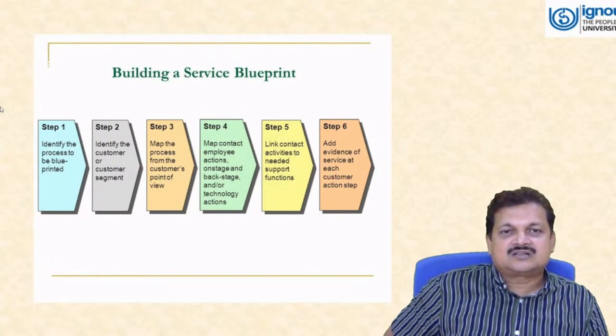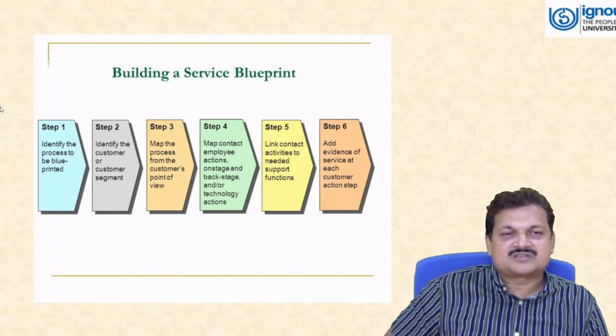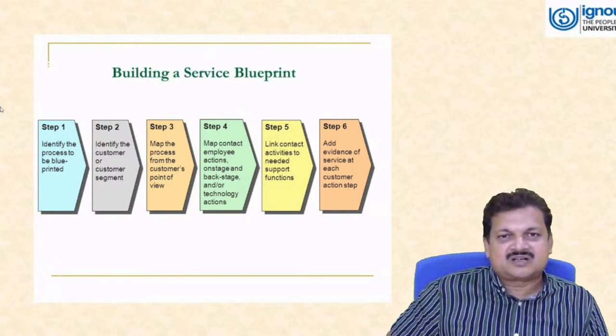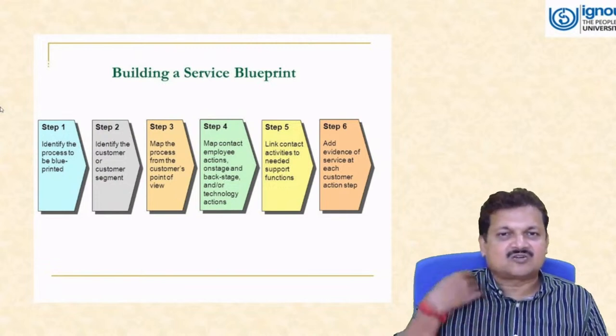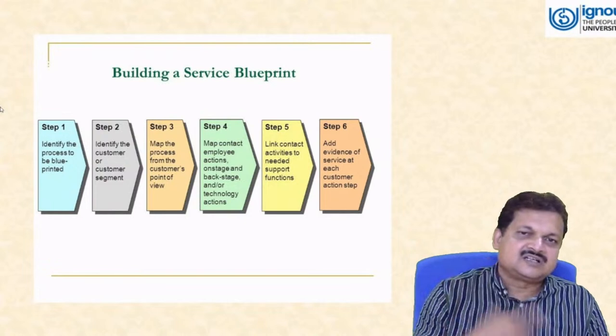So what are the different ways the company can provide the services to the customers? It's in print form, by postal services, or by courier services, or this must be available in your organization so that they will come to verify your organization very well. So these are the different stages you might have to go through. So step 4, then step 5 is linking contact activities to needed support functions.